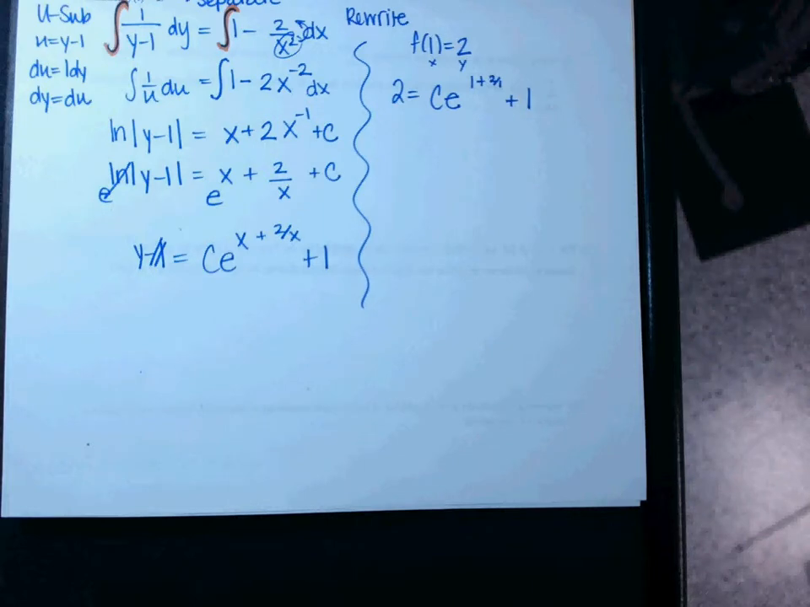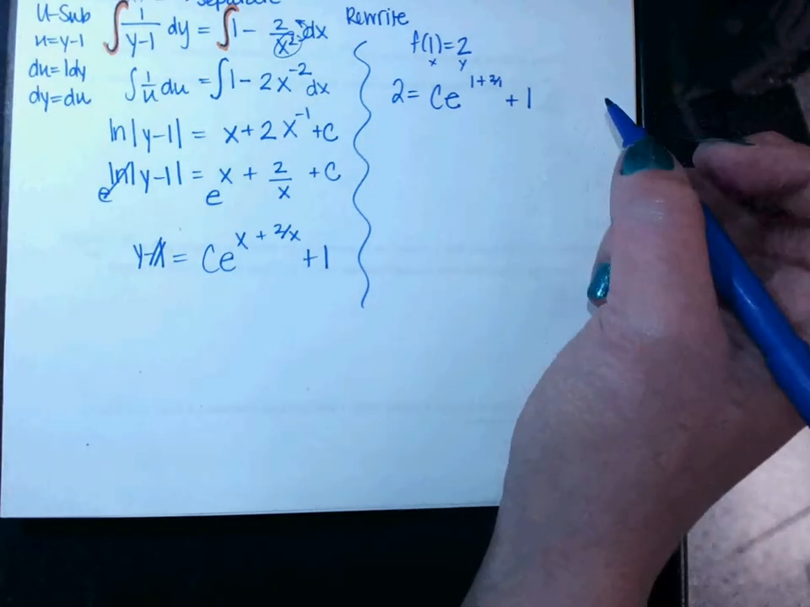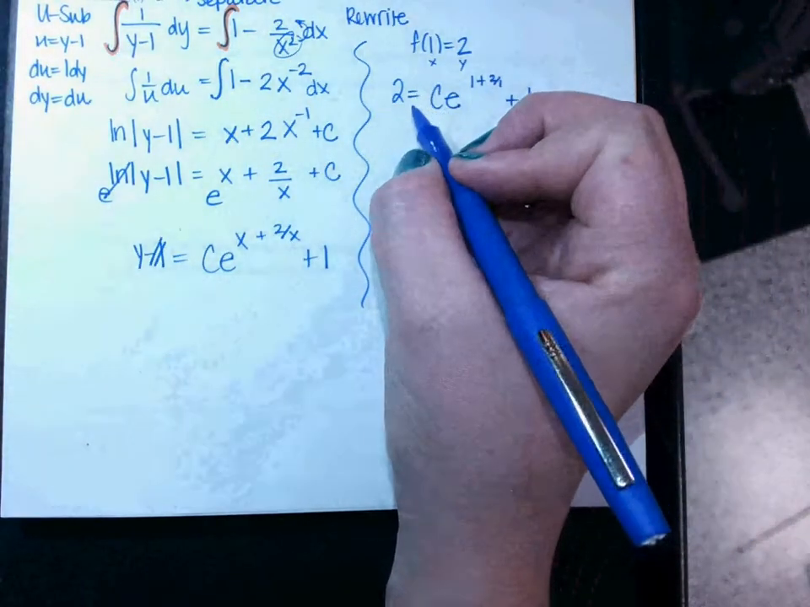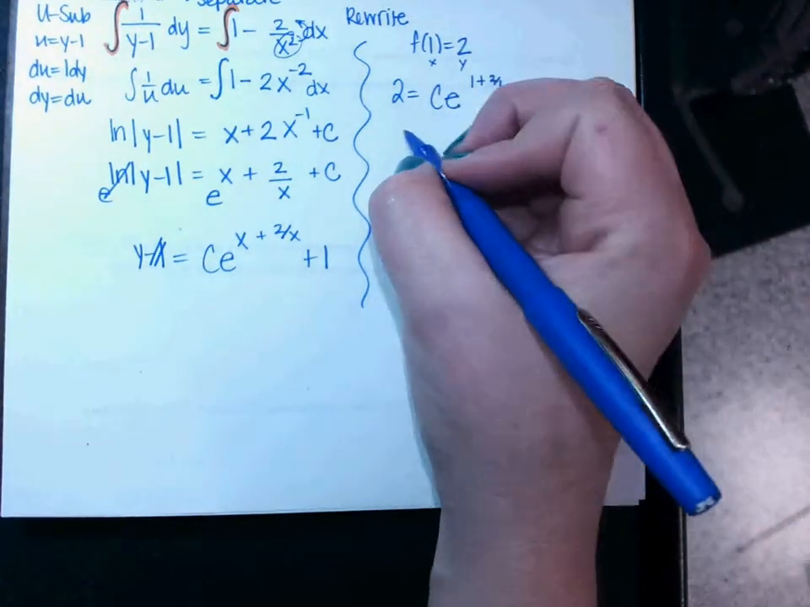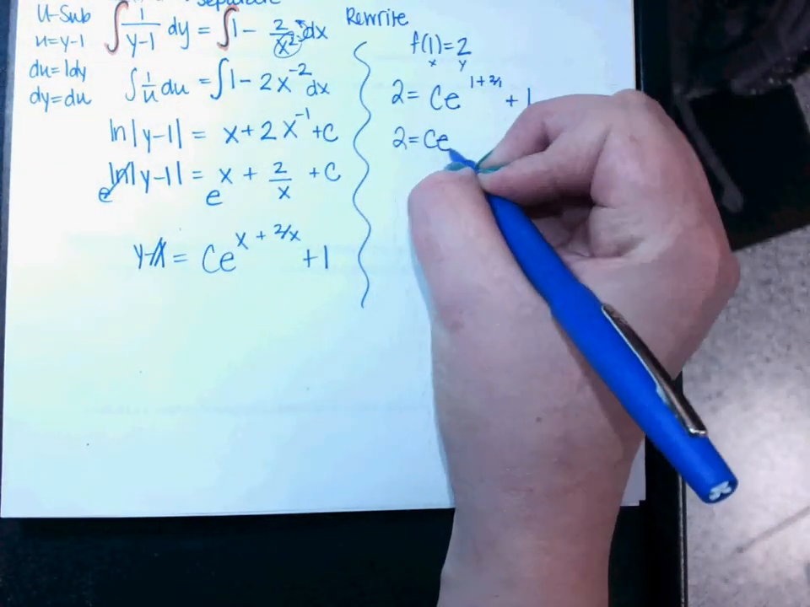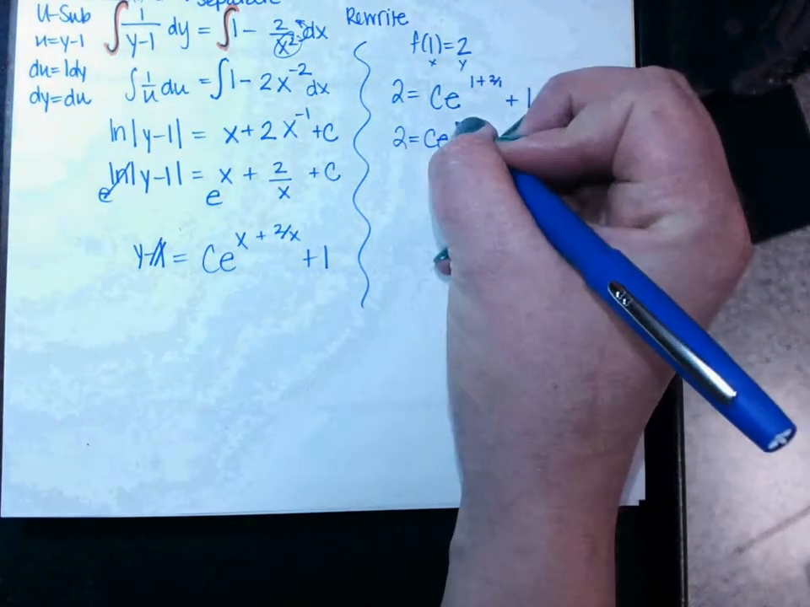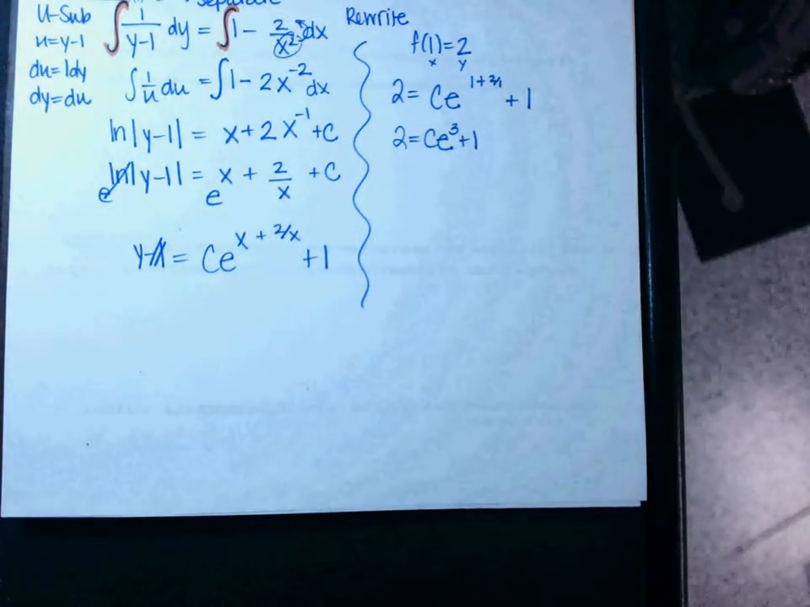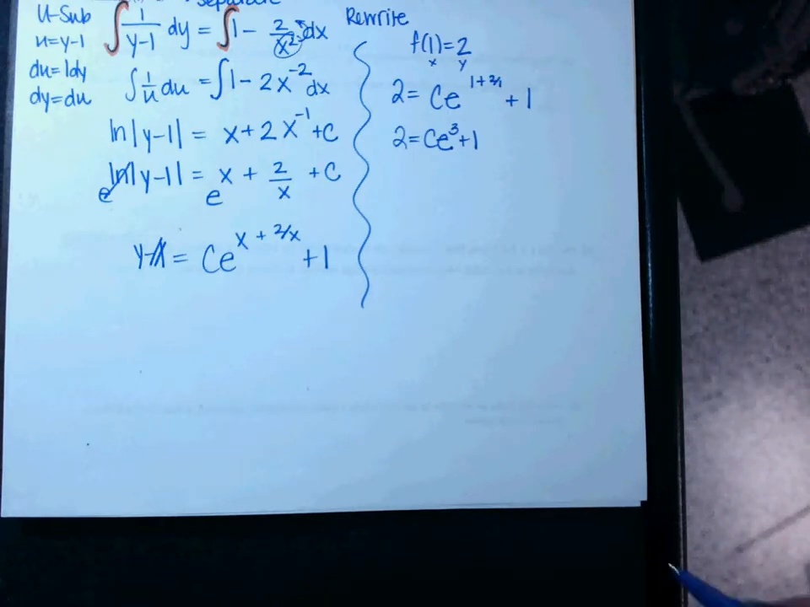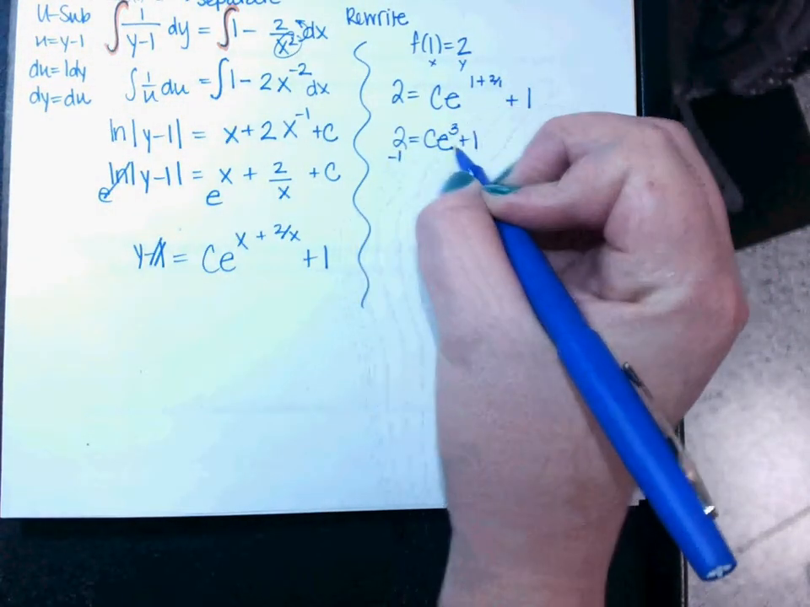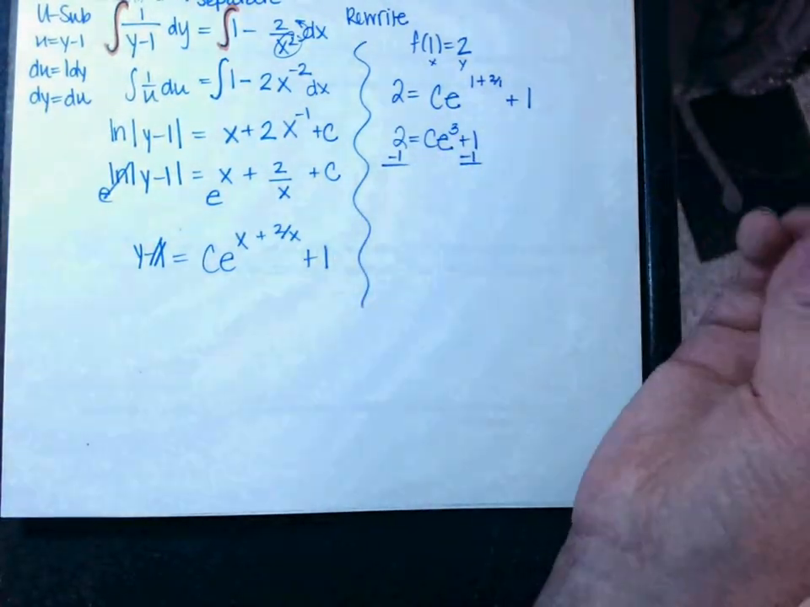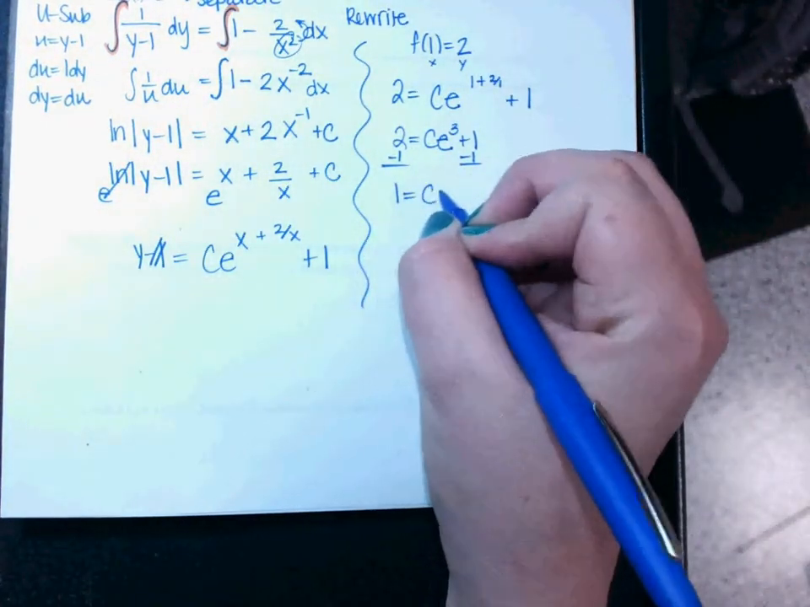Okay, what might you do first? Plug in the numbers. So then I have 2 equals Ce to the 3. If this is 1 plus 2 over 1, that's 1 plus 2, which is just 3. We want to solve for C. What do we do next? Minus the 1, good. So 2 minus 1 is a 1 equals Ce to the 3.